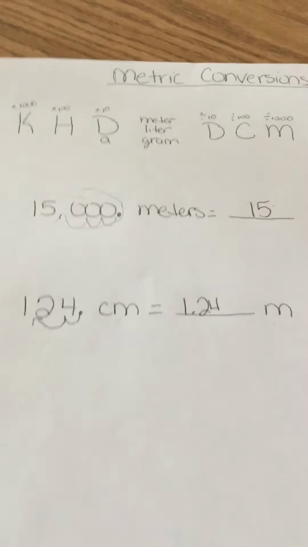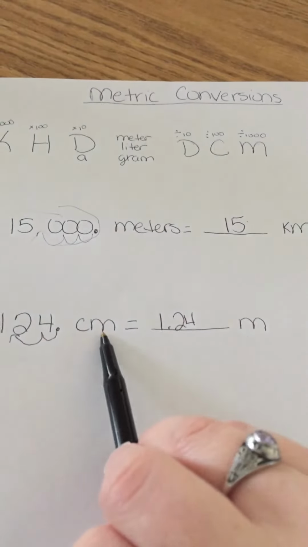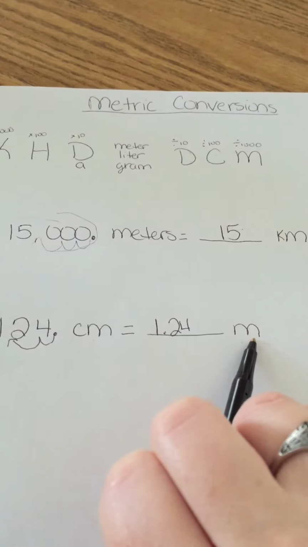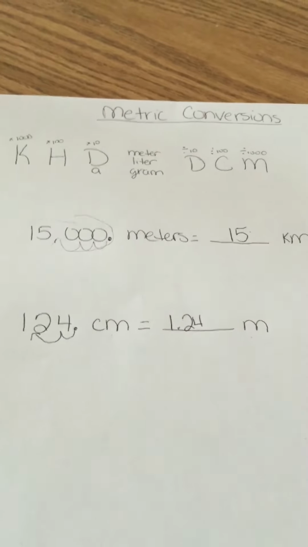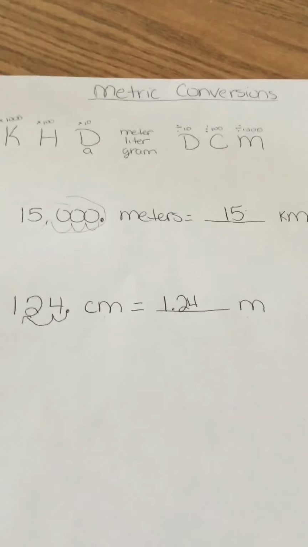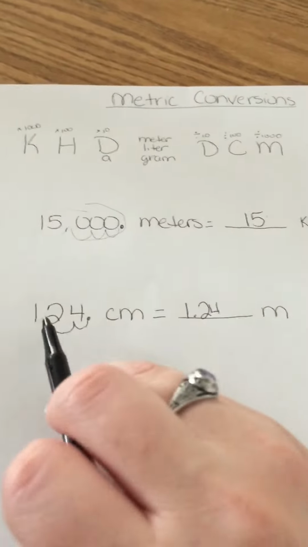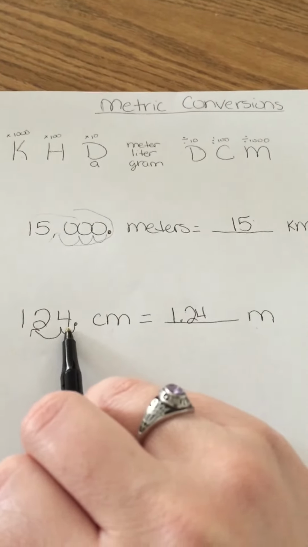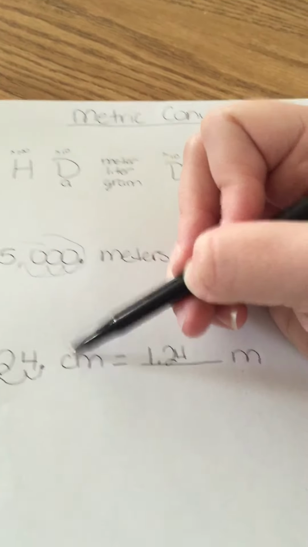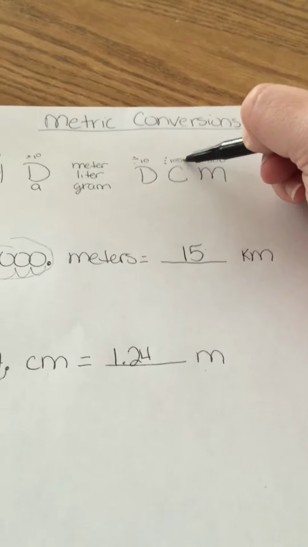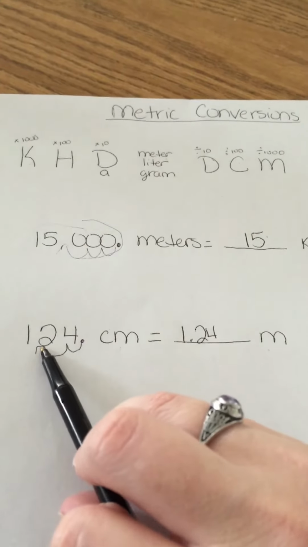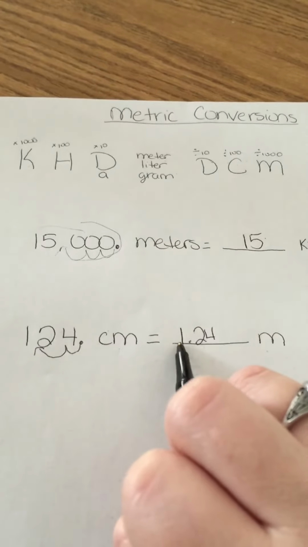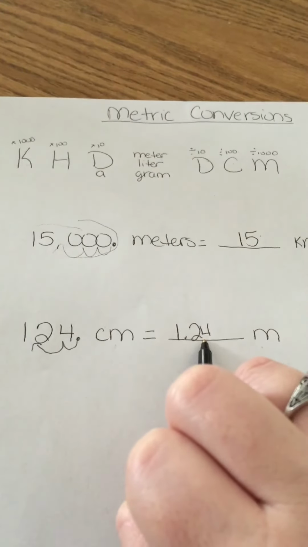So let's take a look at the mathematical process behind that. Because I was going from a small unit to a large unit, again, I would be dividing. And we know when we're dividing, our result is going to be a lesser number. So when I take 124 and I'm dividing it, because it was dealing with centimeters, and centimeter means divide by 100, I would divide by 100, which then gives me that result of 1.24.